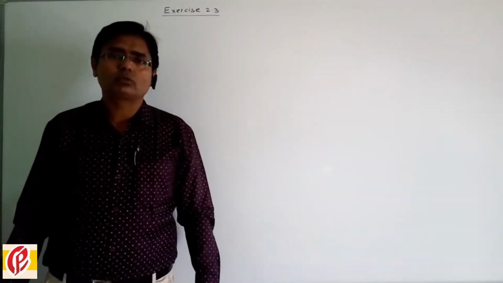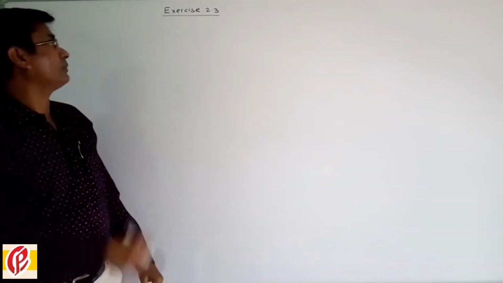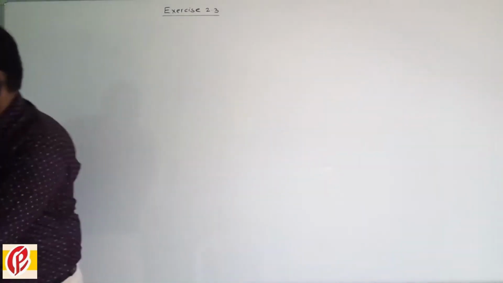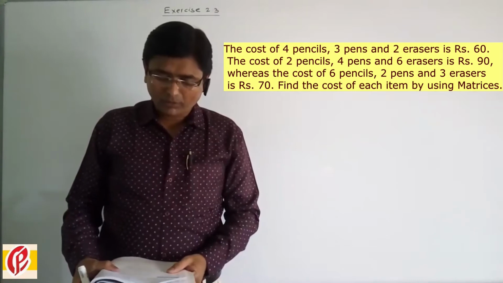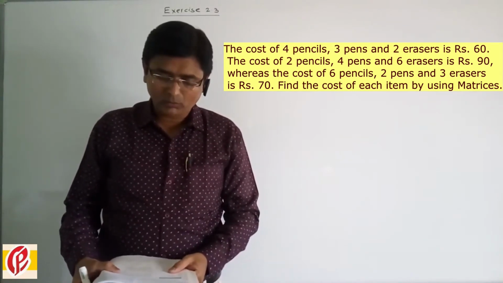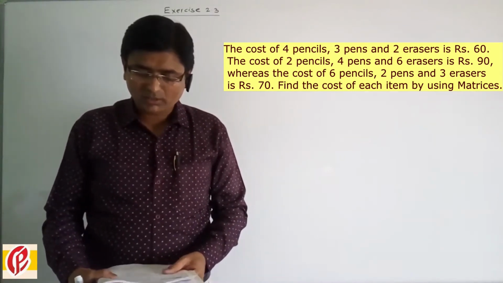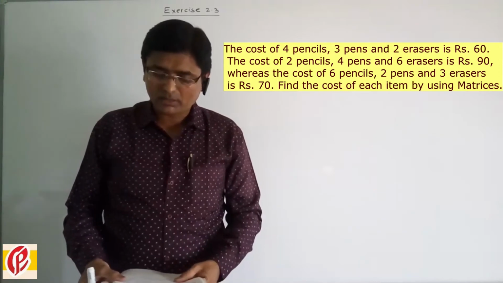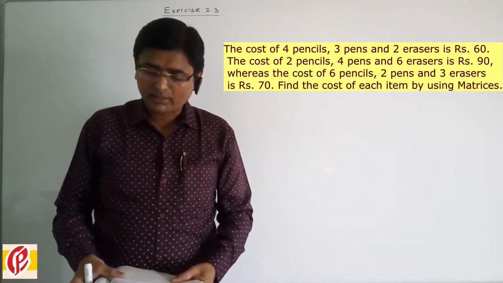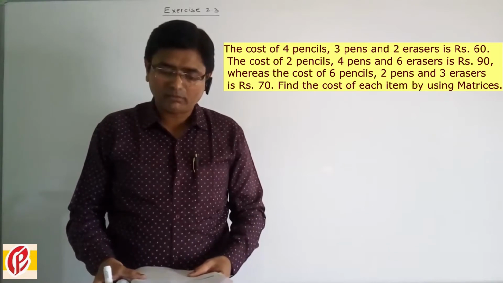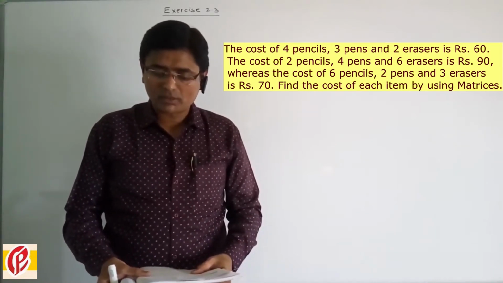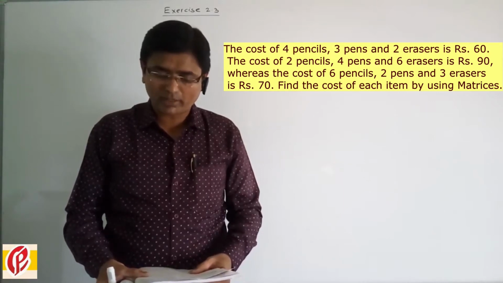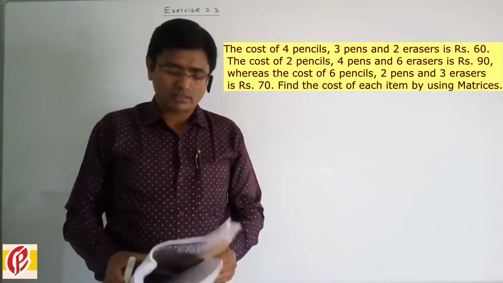Hello friends, today you are going to learn the word problem from exercise 2.3. So what is question number 3? The cost of 4 pencils, 3 pens and 2 erasers is rupees 60, and the cost of 2 pencils, 4 pens and 6 erasers is rupees 90, whereas the cost of 6 pencils, 2 pens and 3 erasers is rupees 70. Find the cost of each item by using matrices.